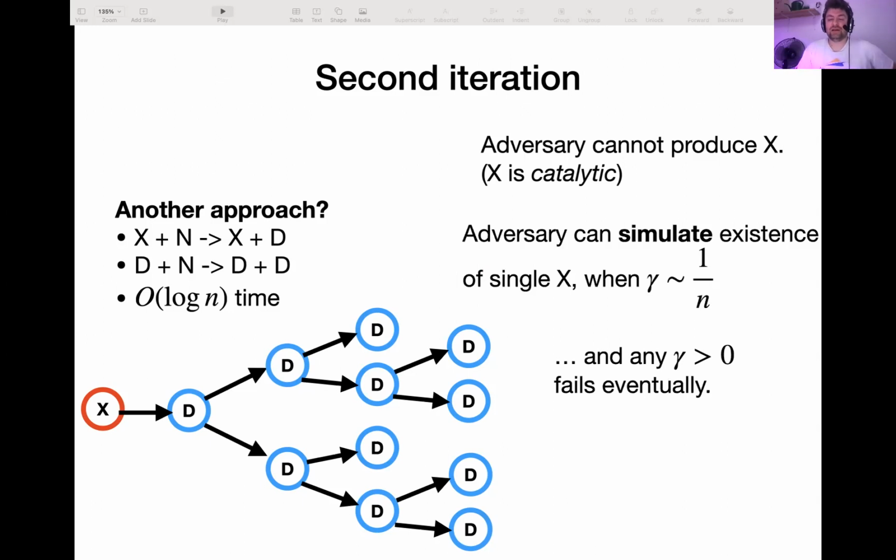The adversary can simulate the existence of X. We think about any possible protocol: X has to make some change in the input, so X has to produce something through a reaction, even if X is catalytic. X itself cannot be produced by the adversary, but the adversary can simulate a weak existence of X in the input, even if X is not in the input, because X will produce something through its interactions.